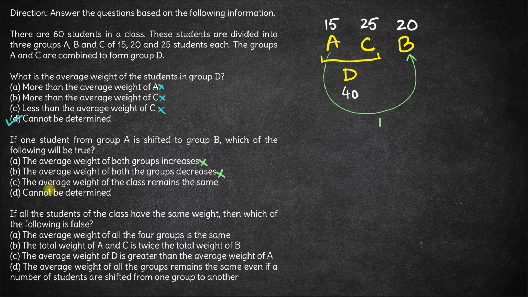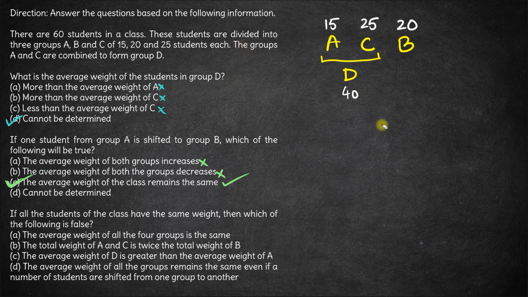Let's look at option C. The average weight of the class remains the same. Now this is definitely true. There are a total of 60 students in the class. They are divided into different groups, that's a different matter, but there are 60 students in the class. Even if one student goes from one group to the other group, the student still remains in the class. Hence the average weight of the class will remain the same. So the correct answer here will be option C, the average weight of the class remains the same. This is not going to change, right?